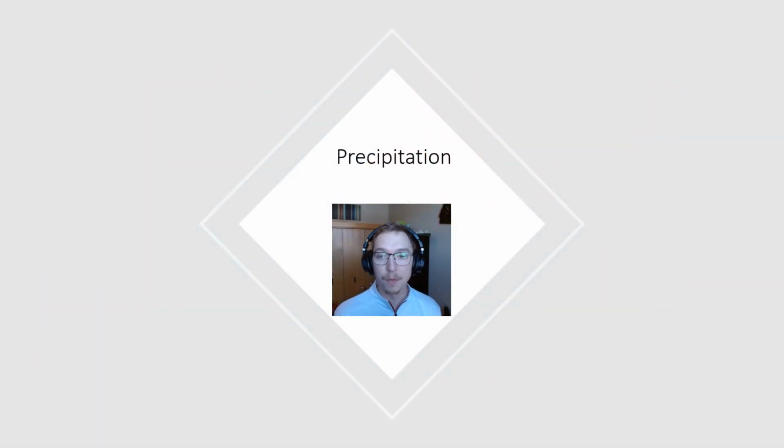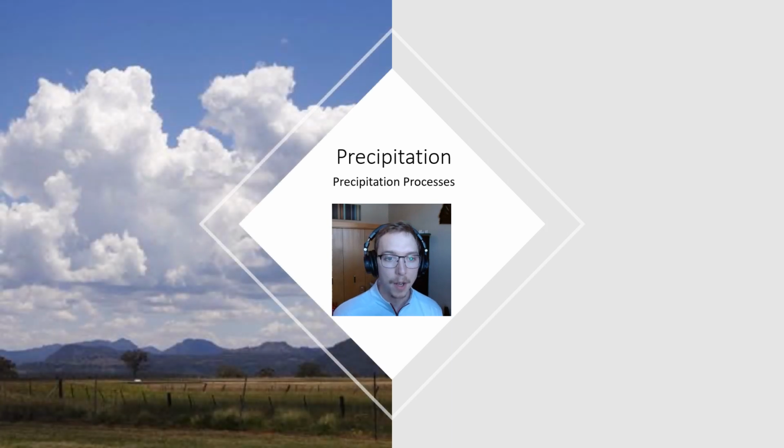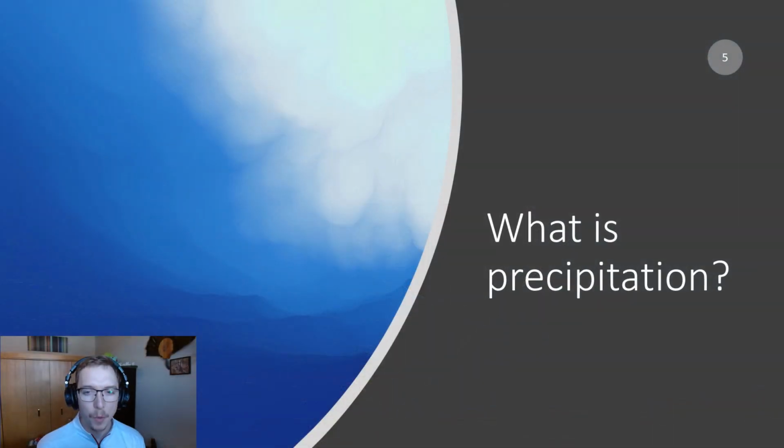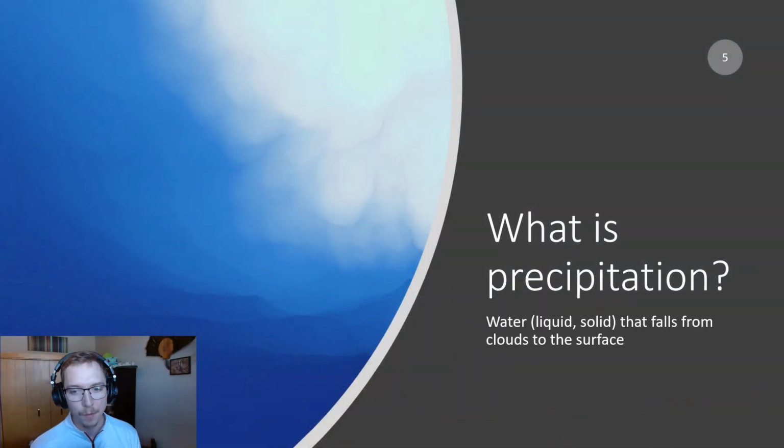And that's what the video is going to focus on here: different aspects of precipitation. First off, processes of precipitation. So what is precipitation? Well, it's just water, liquid or solid, that falls from the clouds to the surface. That's a pretty easy definition, right?